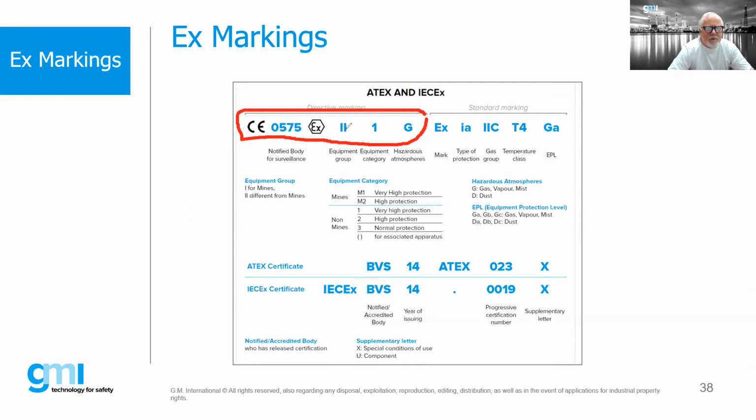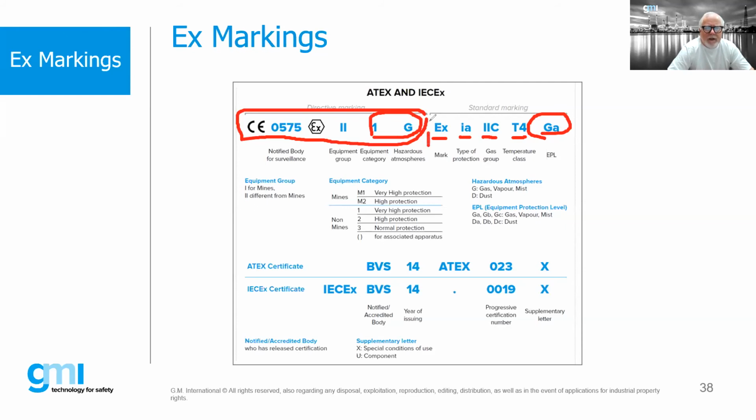Equipment group is Roman numeral II. Category 1G, what we see right here, basically means the exact same thing as what is called EPL Ga. 1G is telling us that this product is good for a gas environment. The 1 means it's actually suitable for a zone 0 environment. Then over here, what we have is our EX mark. In this case, it's intrinsically safe. That's our gas group, and there's our temperature code. And again, our equipment protection level, which is a requirement under the IECEx.